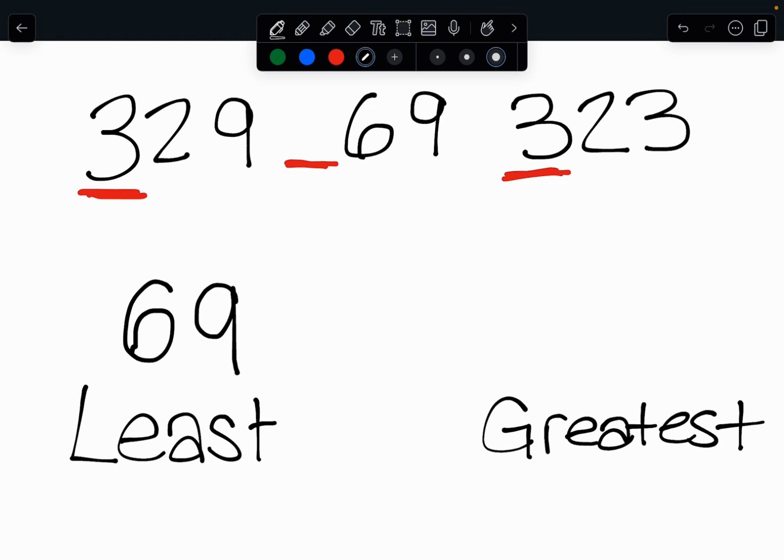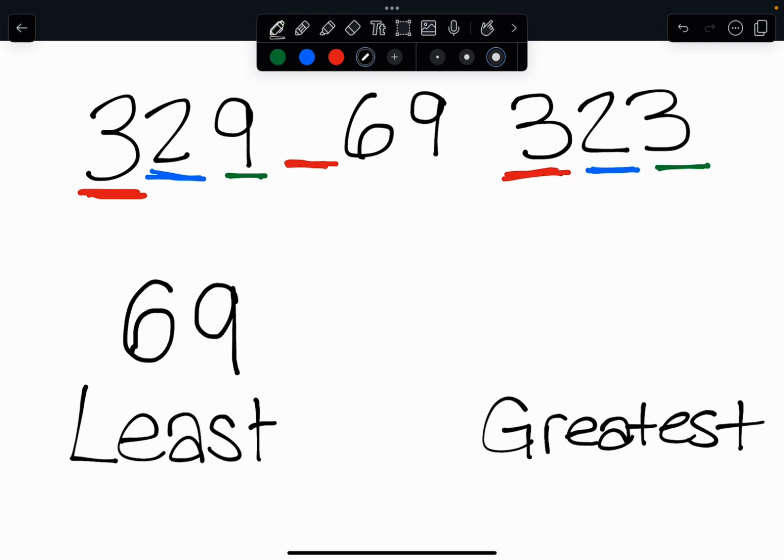Our next two numbers both have 3 in the hundreds place. So then we have to go look at the tens. This number has a 2, and this number has a 2. Since they both have 3s in the hundreds and 2s in the tens, we have to go to our ones. This number has a 9. This number has a 3.